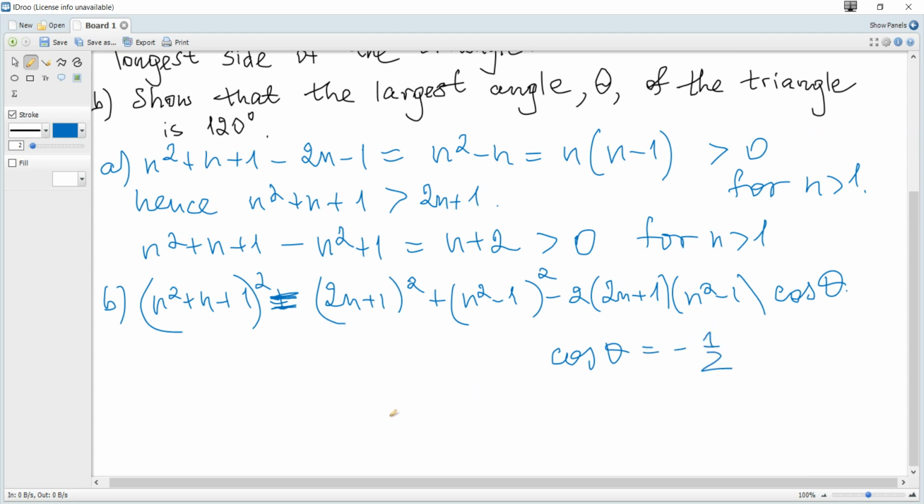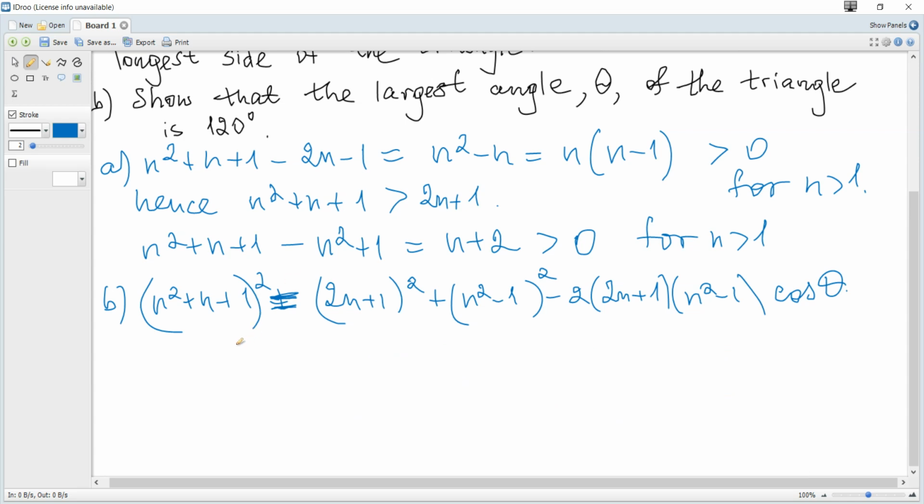So you can see that you should get something like this: some expression is equal to minus 2 times the same expression times cosine, and hence cosine is minus a half. So this must be the same as this. If you get something different, it means that there is a mistake. So we need to simplify it, and how to do that?